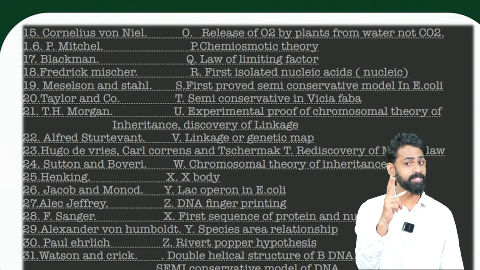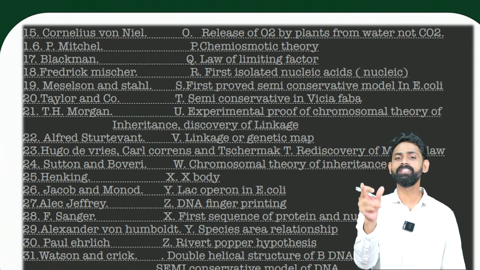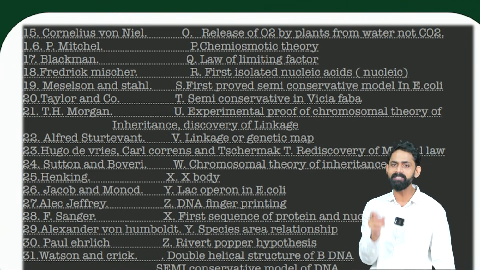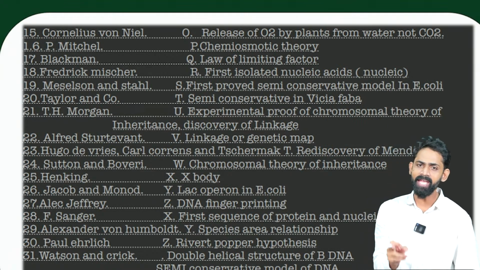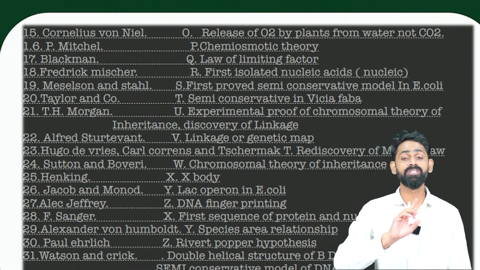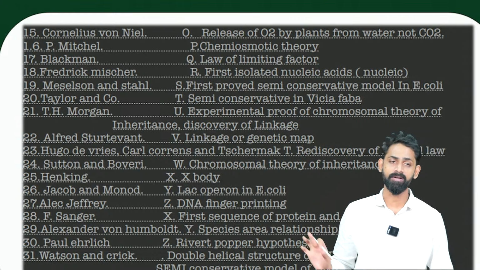Next one, asked two times: Alfred Sturtevant sir, gene linkage or genetic map. Based on the linkage, he calculated the distance, and based on the distance, he arranged the genes. So that was not T.H. Morgan sir, that was Sturtevant.